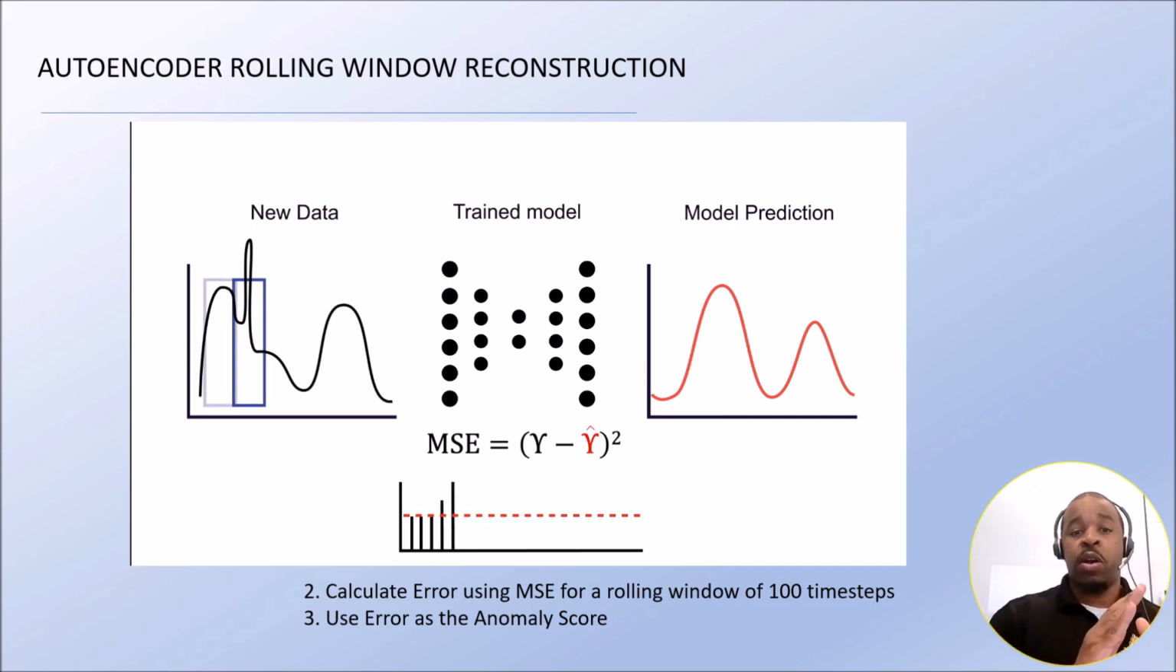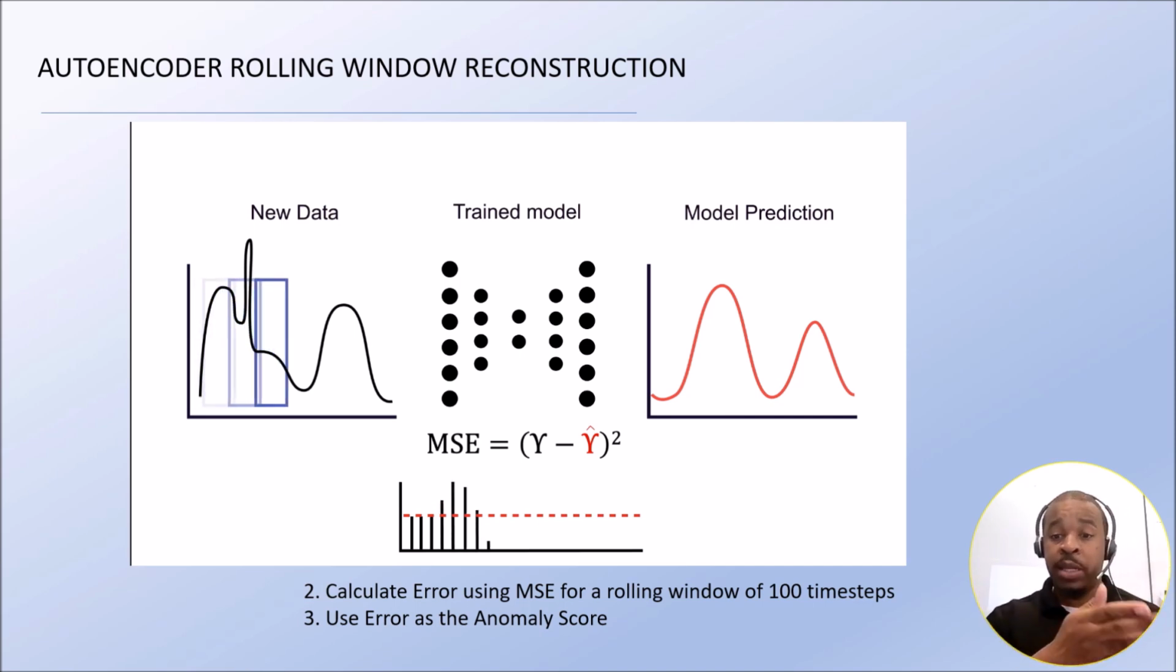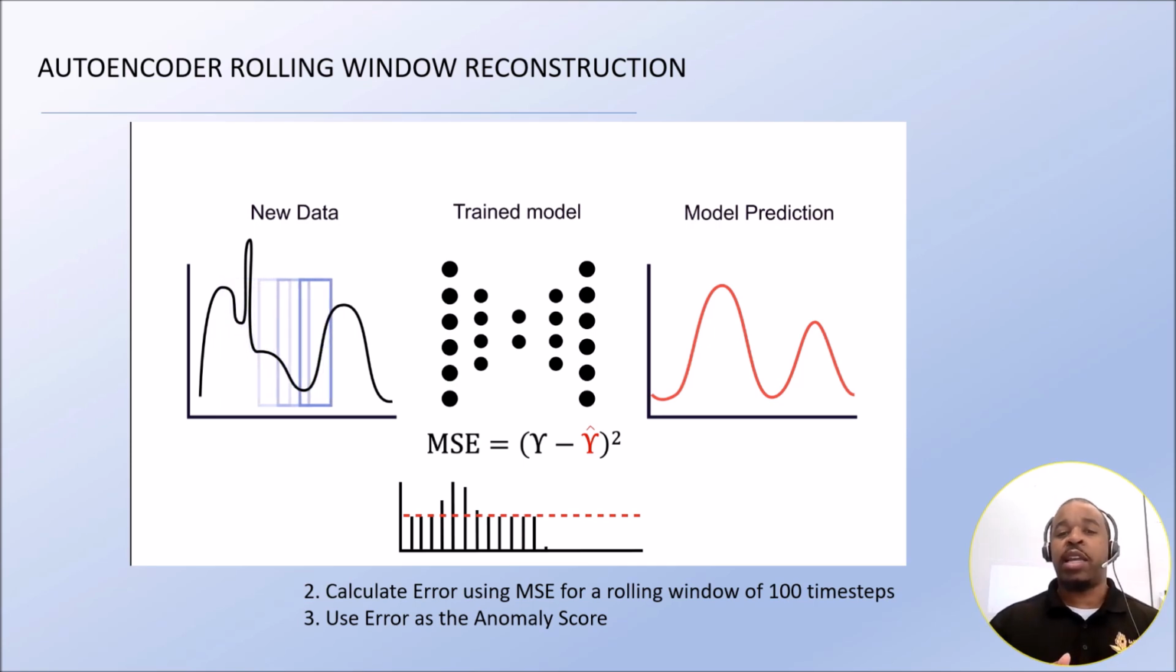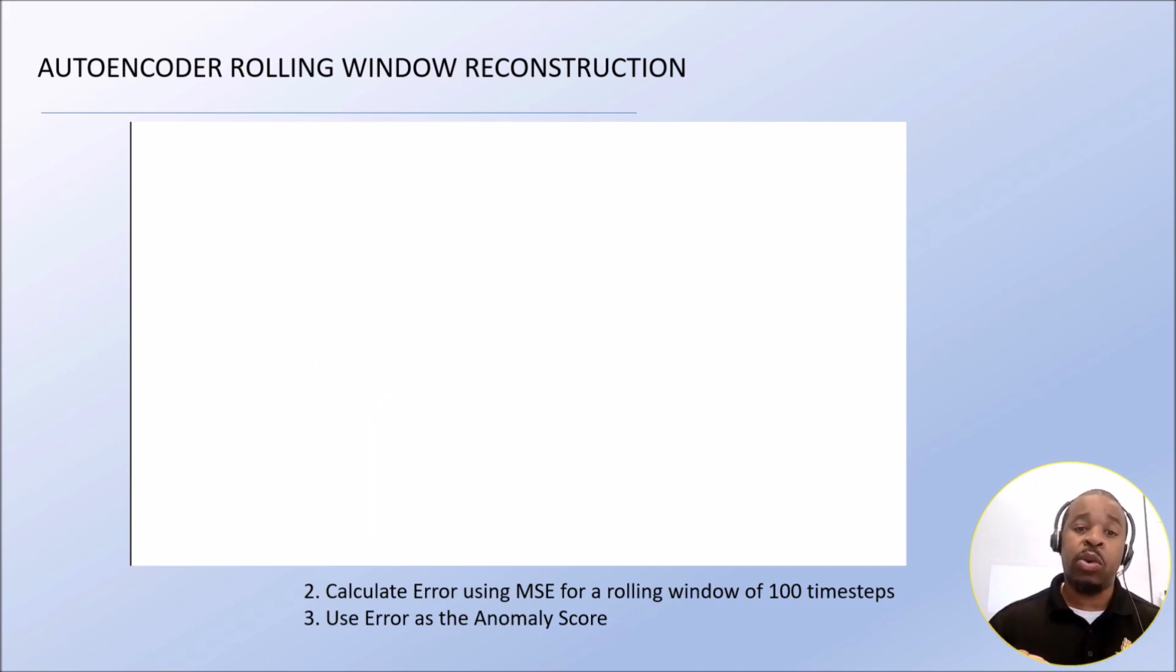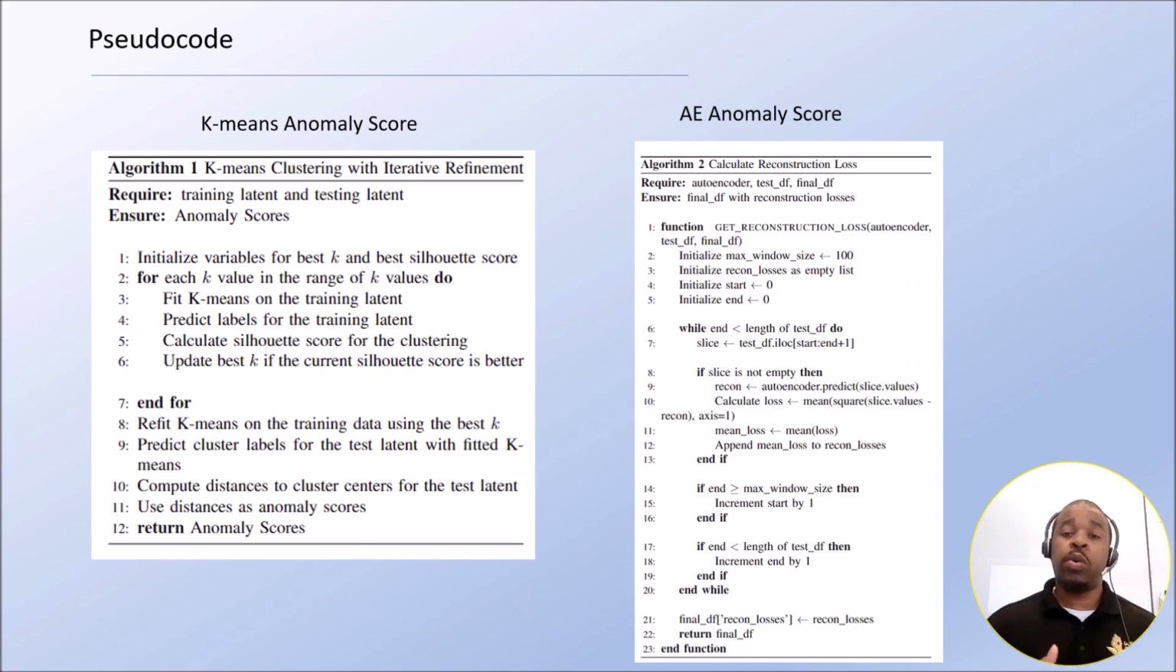Now, when it comes across this point anomaly that's shown here in this illustration, you can see that it's going to struggle to reconstruct the point anomaly, and we're going to have a higher MSE score. Here is our pseudocode, so you can see the method in which we produced our two anomaly scores. Keep in mind that we're going to have two anomaly scores.